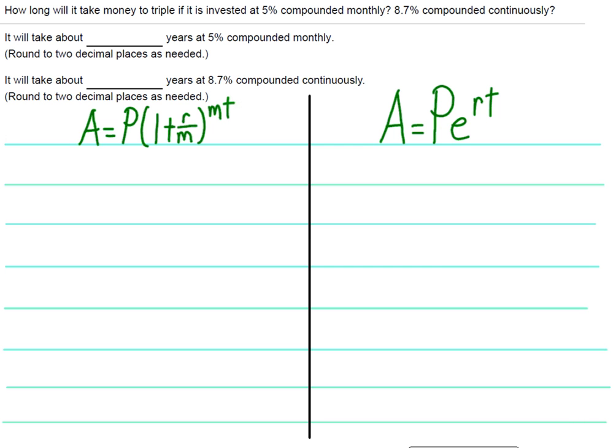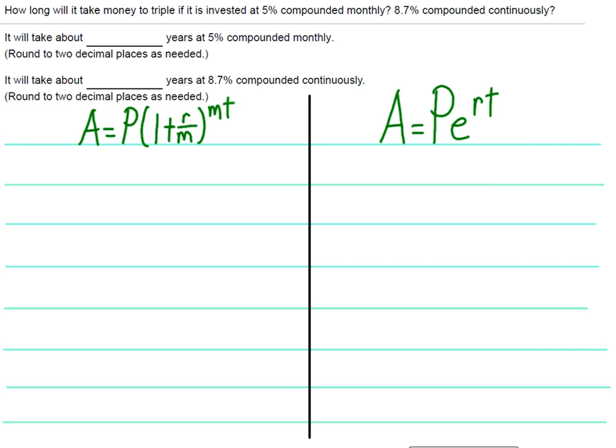How long will it take money to triple if it is invested at 5% compound monthly? And now, second part of the problem, we're going to look at a different formula, continuous compound, at an interest of 8.7%, and see what the difference is. I challenge you to do 5% compound continuously so you can compare apples with apples on this problem to see which will give you the best interest.